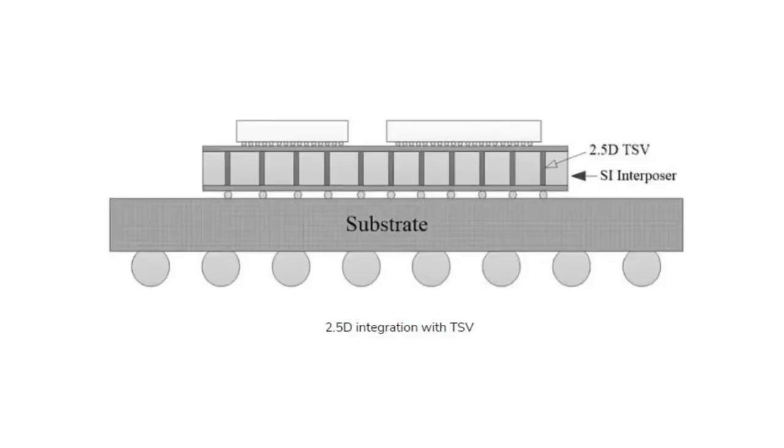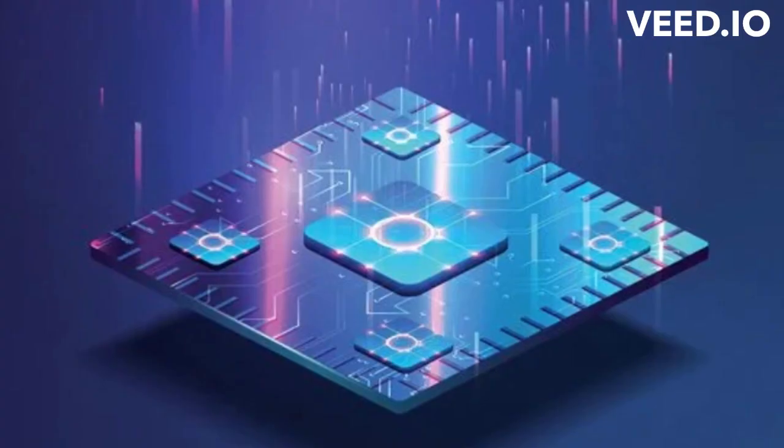2.5D packaging. 2.5D packaging involves stacking multiple chips or chiplets on an interposer or silicon substrate. This technique enables high-speed interconnects between the chiplets while providing a smaller form factor compared to traditional packaging.